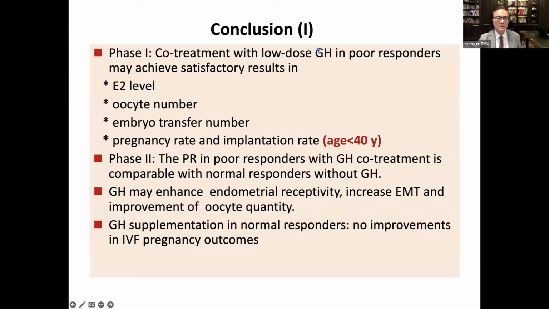So in conclusion, in our phase 1 studies, the use of GH in low dose in those patients who are poor responders may achieve satisfactory results in E2 level, oocyte number, and embryo transfer numbers. Especially for those patients under 40 years old, the pregnancy rate and implantation rate all improve. In our phase 2 studies, the pregnancy rate in poor responders with GH co-treatment is comparable with normal responders without GH adjuvant therapy. The GH may enhance endometrial receptivity, increase the thickness of the endometrium, and improve oocyte quantity.